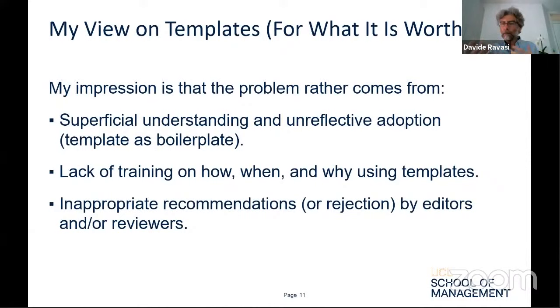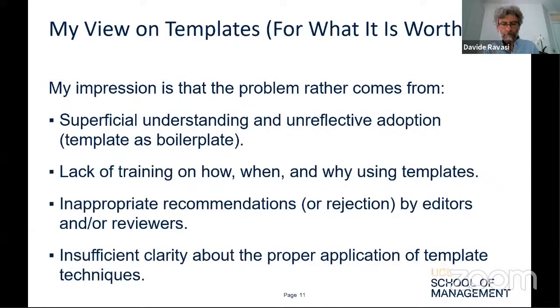Well, sometimes it's appropriate, sometimes it's not, which goes back to Kevin and Tima's point about having more of a dialogue between the editor and the authors about the appropriateness of certain methods. And in the end, this boils down to this insufficient clarity, at least in my view, in my experience, about how to properly apply the techniques associated with the template. We know the principles, we can see the manifestations of these templates, but what's behind, what has to happen in order for this template to be applied, is different.